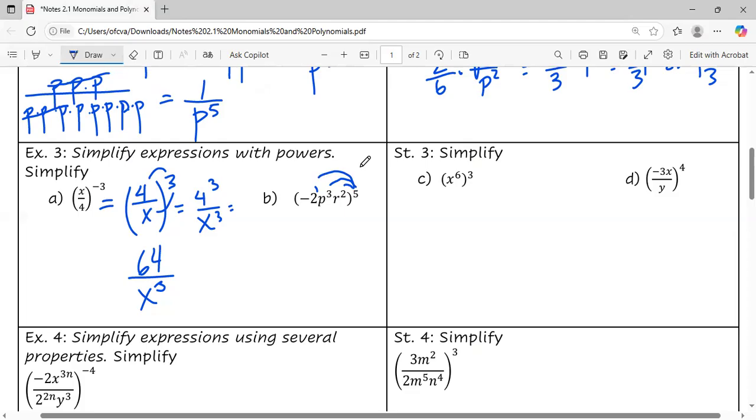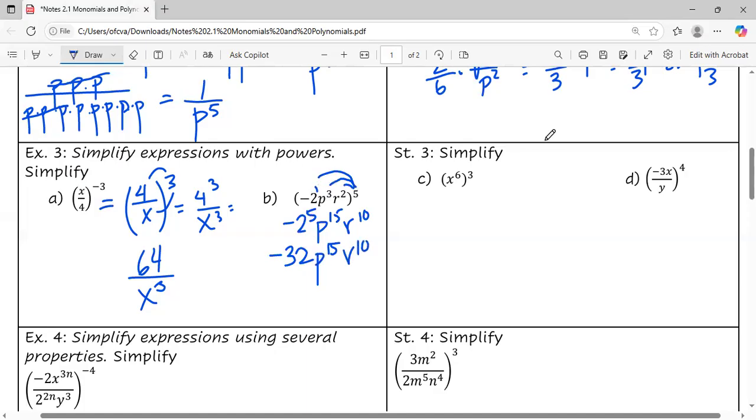That becomes, well, let me write it out first and then you'll see it so I don't skip steps. Then P becomes P to the 15th. Power of a power means you multiply. And R becomes R to the 10th. And then the only one that you can simplify will be -2 to the 5th. And that would give you -32. So the entire expression is -32, P to the 15, R to the 10th.